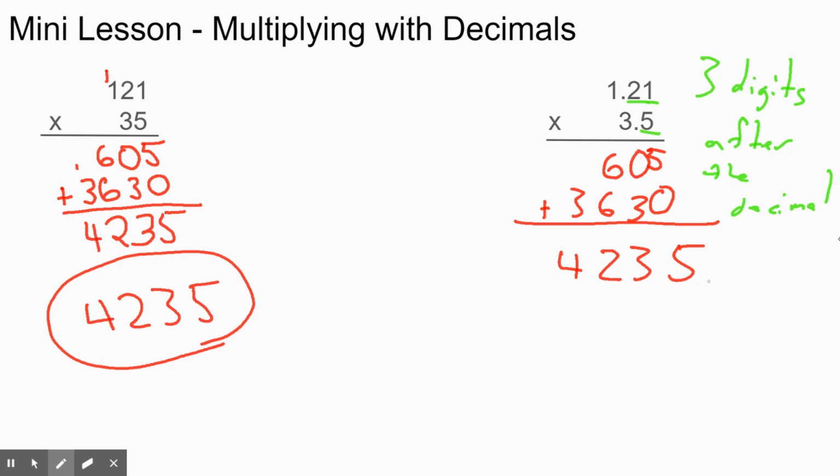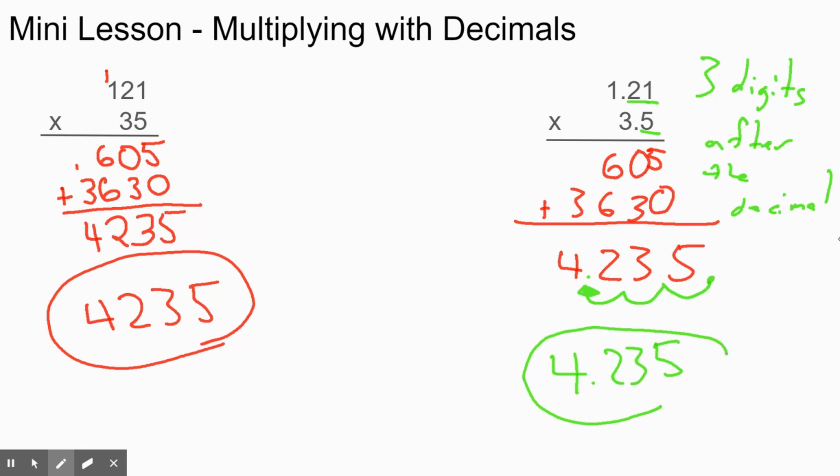So if we imagine our decimal point is here, that means we're going to move our decimal point 3 spaces to the left. So our decimal is now going to be here. And if we rewrite our solution, we're going to end up with 4.235. And that's all there is.